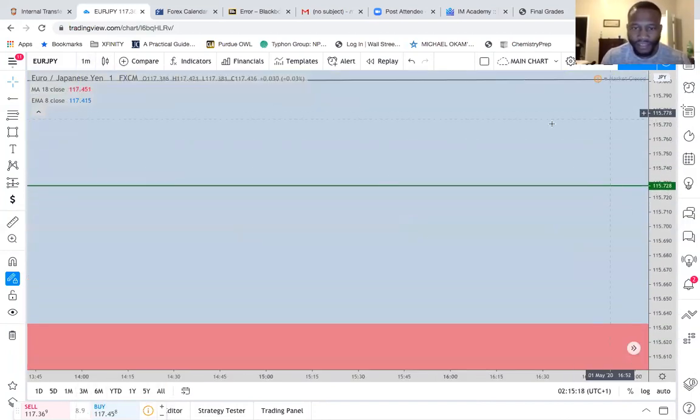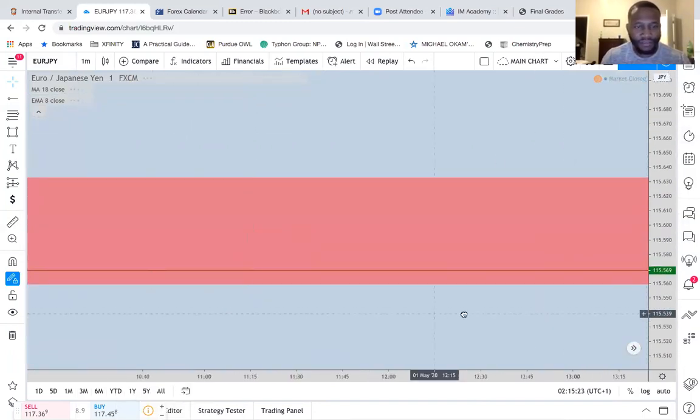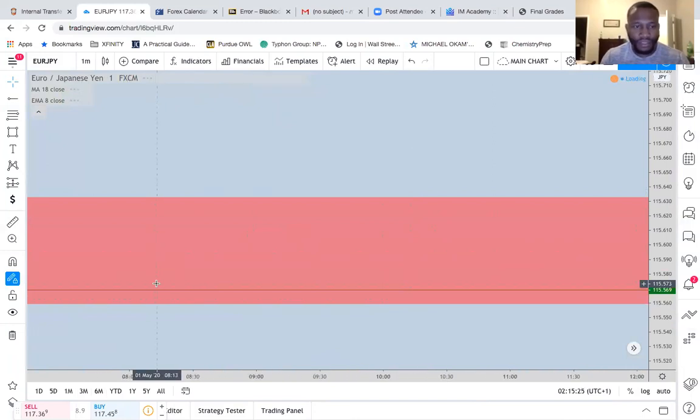Catching the details. This is what I'm doing right now: time frame correlation. Multiple time frame correlation to support your bias.